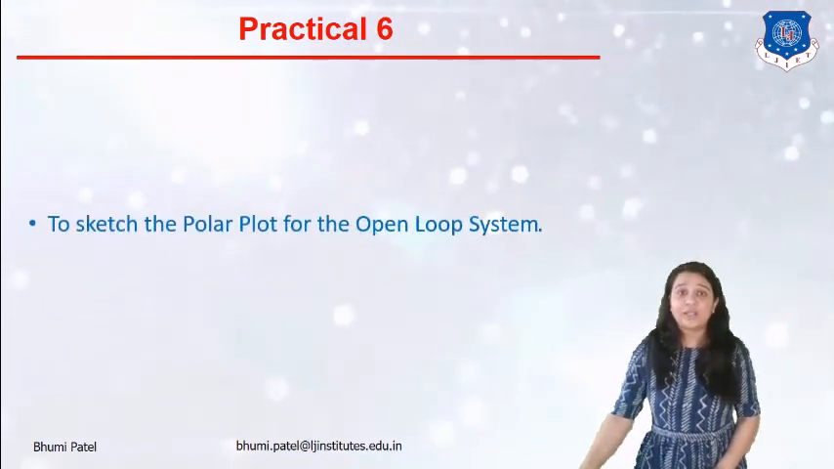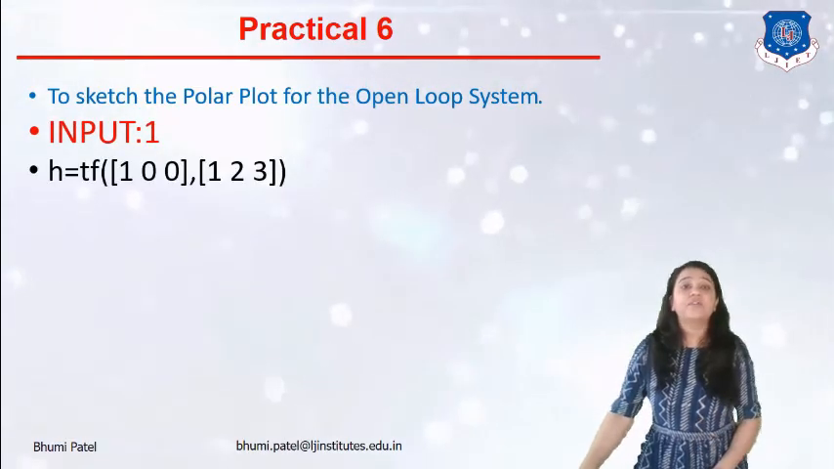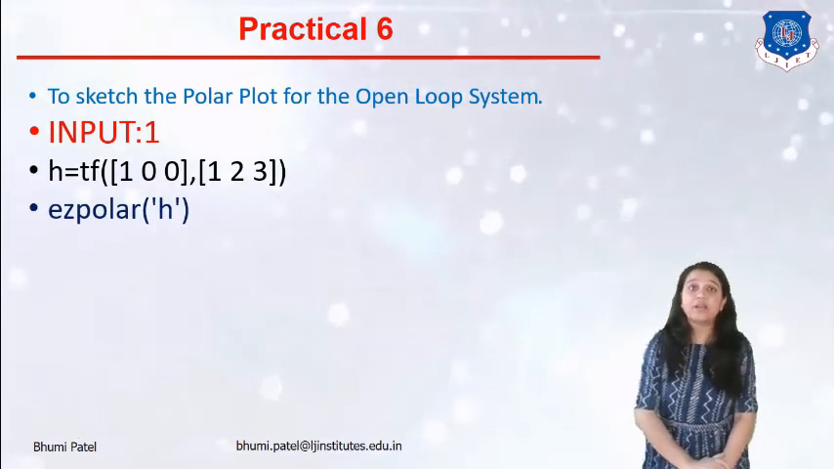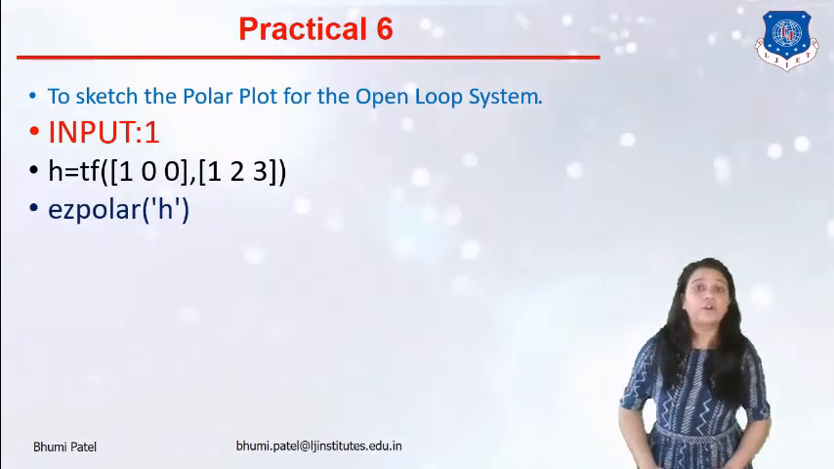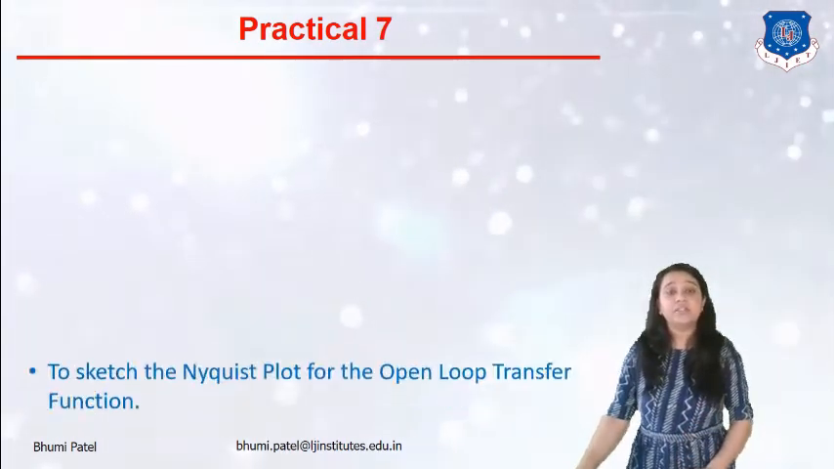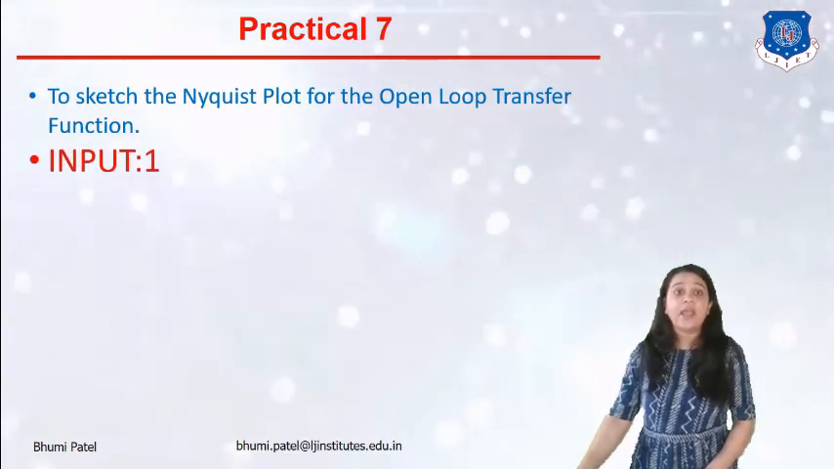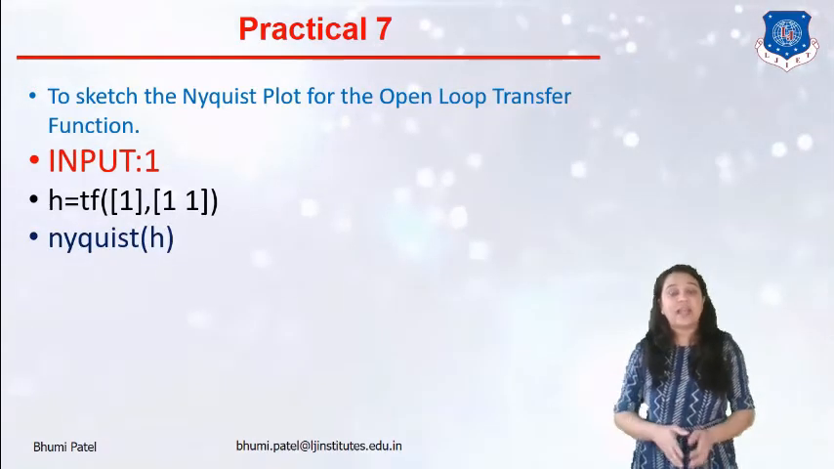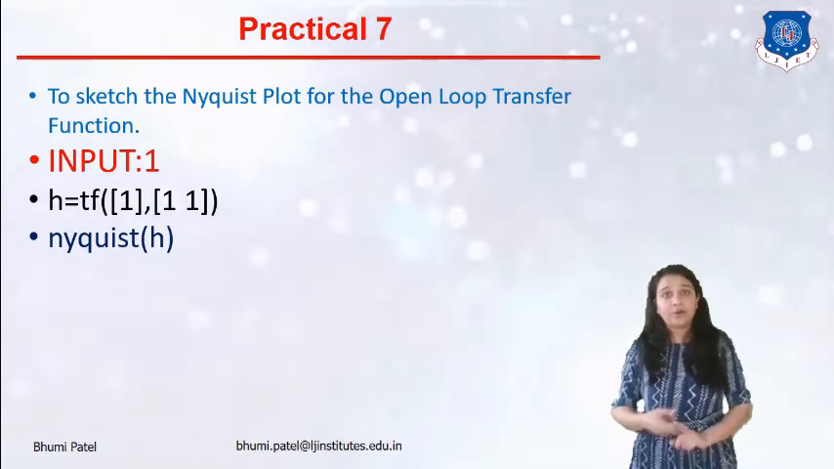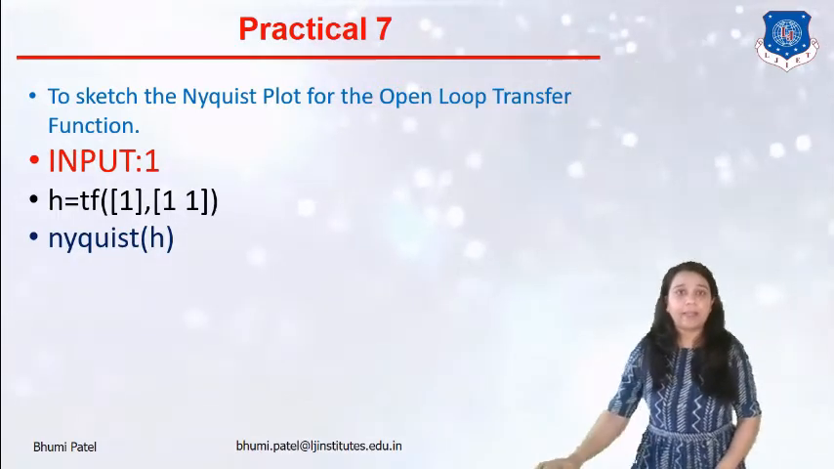Now in the next practical, we have to find the polar plot of an open loop system, and the transfer function is given. Using the transfer function and the command polar in the bracket of h, we can find the polar plot of the system. The last one is to find the Nyquist plot for the open loop transfer function, and the command is nyquist in the bracket of h. So how to find the polar plot, root locus, Bode plot and Nyquist plot, we have shown in the MATLAB tool.